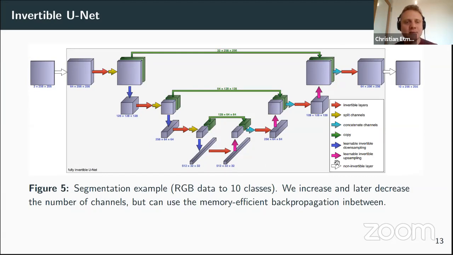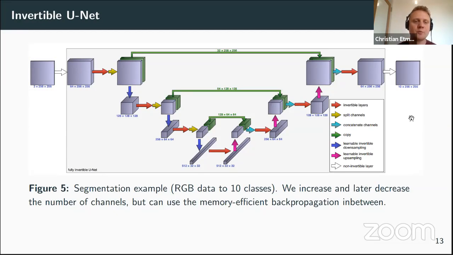So since any operation, any arrow basically here, is invertible. Splitting channels, of course, is invertible. Concatenating channels is invertible if you know where to concatenate. And we have learnable invertible downsampling and upsampling, as well as these additive coupling layers, for example.